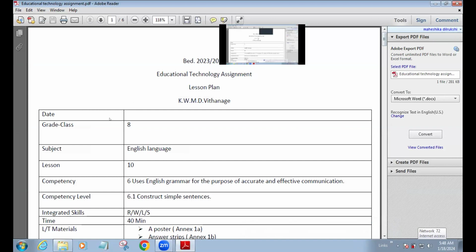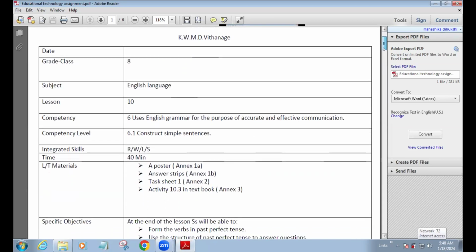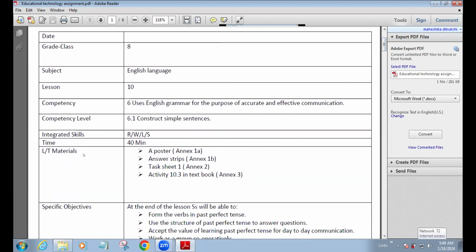This is the lesson of grade 8. I have selected the subject English language, lesson 10, past perfect tense. The competency is competency 6, uses English grammar for the purpose of accurate and effective communication. Competency level is 6.1, construct simple sentences. Integrated skills are reading, writing, listening, and speaking. Time is 40 minutes. Then learning teaching materials: a poster under Annex 1A, answer strips under Annex 1B, task sheet 1, Annex 2, activity 10.3 in textbook, Annex 3.